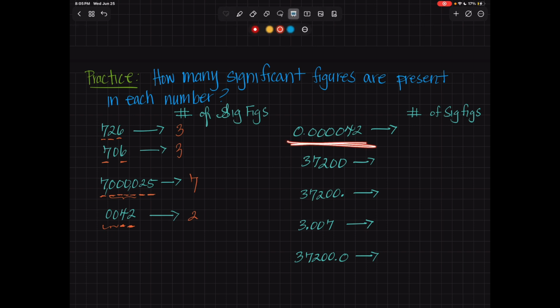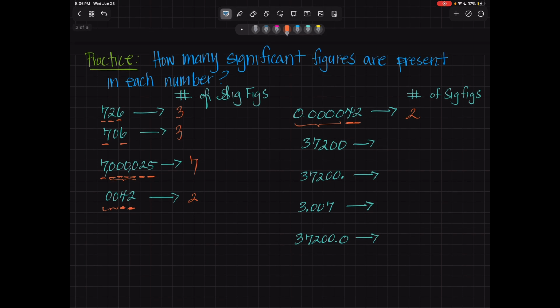Let's come over here. As you can see here, there are 2 non-zero numbers, and there are 5 zeros in front. Now these are leading zeros. Even though there is a decimal, these are all leading, and leading zeros are never significant figures. So in this case, we only have 2. That's about as tricky as these get.